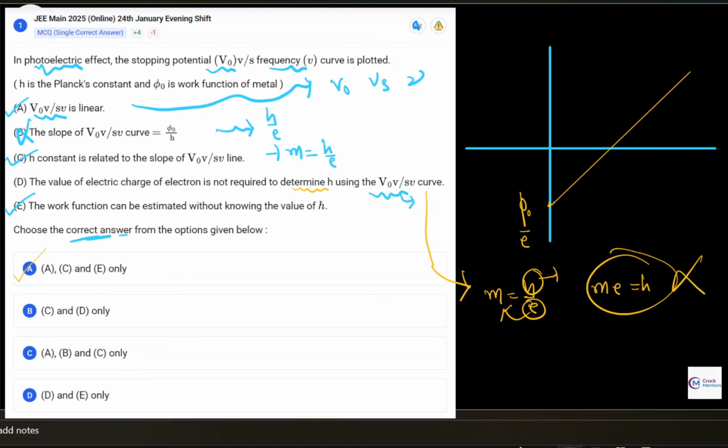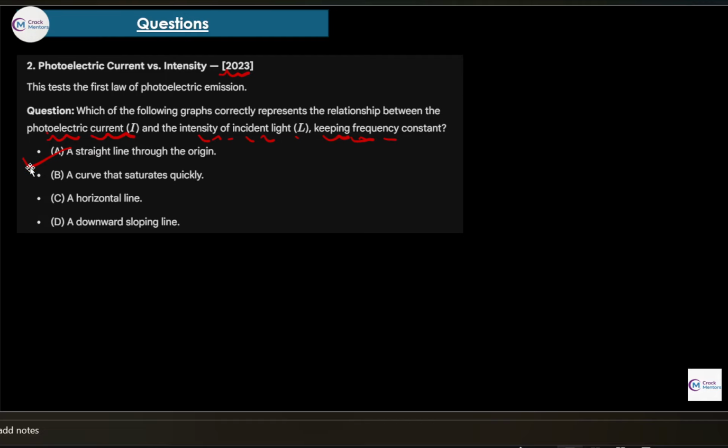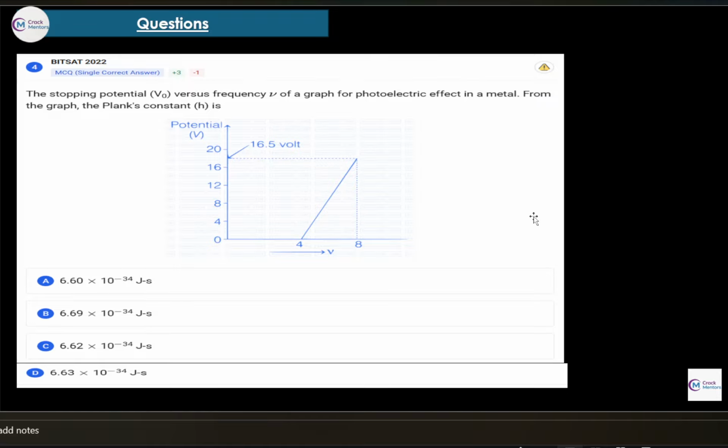Okay, this is the question that we have done. Now we have another question. This is also a question which was asked in the BITSAT examination of 2023. This is the first law of photoelectric emission, which of the following is correct? This is simple, we have done this question earlier. So now let us talk about this question, which was again asked in the BITSAT examination 2023.